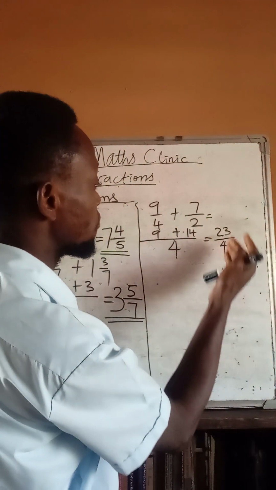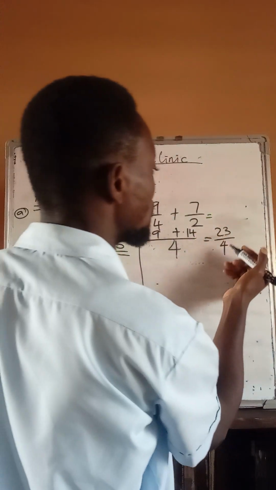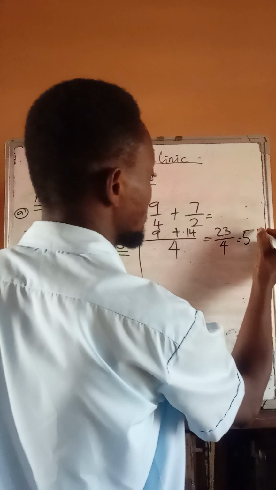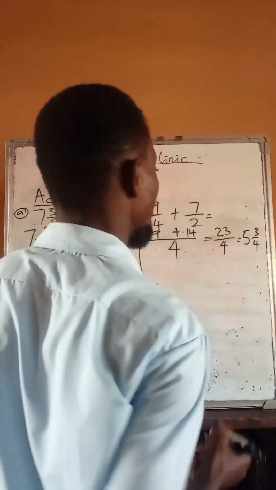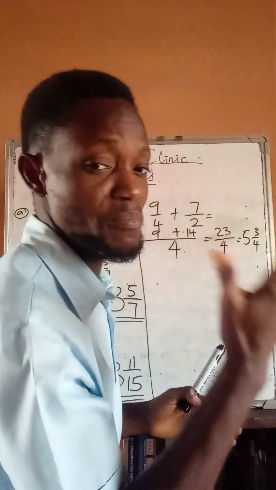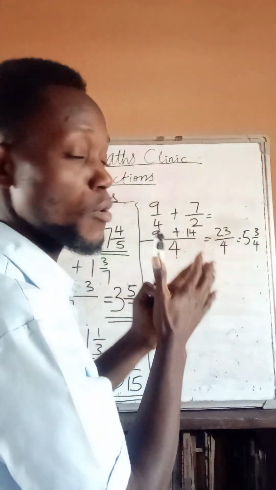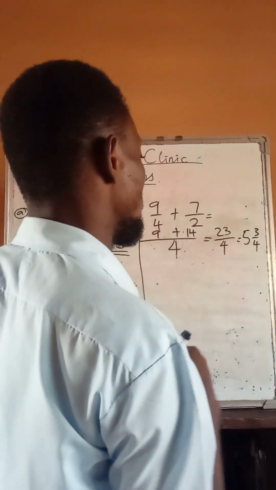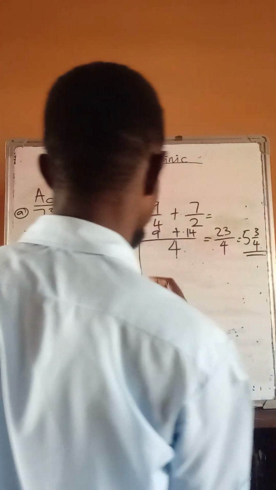How many times can you get 4 in 23? You can actually get 4 in 23 5 times, remainder 3 all over 4. Simply count 23 and divide it by 4. The number of whole numbers you get will be 5 and the remainder will be 3 all over 4. So that is the answer for this.